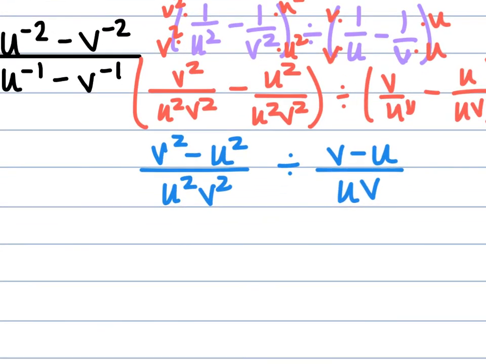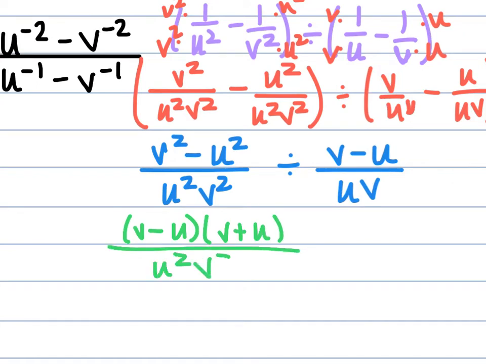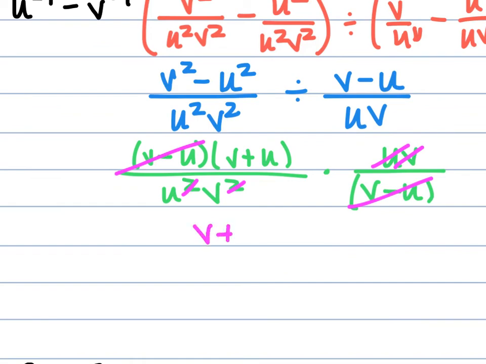So if we factor the first numerator, we're going to have v minus u times v plus u all over u squared v squared. Then we're going to keep, change, flip, so multiply by uv over v minus u. Cancel out where you can. The v minus u's are going to cancel. The exponents are going to cancel out the uv. And then you're going to just be left with v plus u over uv.